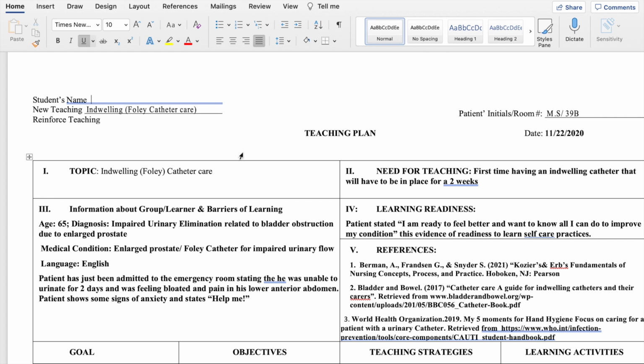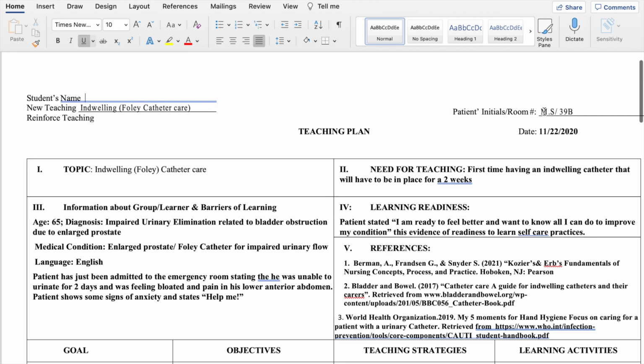So make sure you absolutely follow the rubric because it includes things outside of this actual teaching plan, like as far as presenting to your patient, using different handouts, and different teaching techniques. Okay, so let's start at the top. At the top, you of course want to include your name, your teaching, and then over here you want to include the patient's room and their initials and the date.